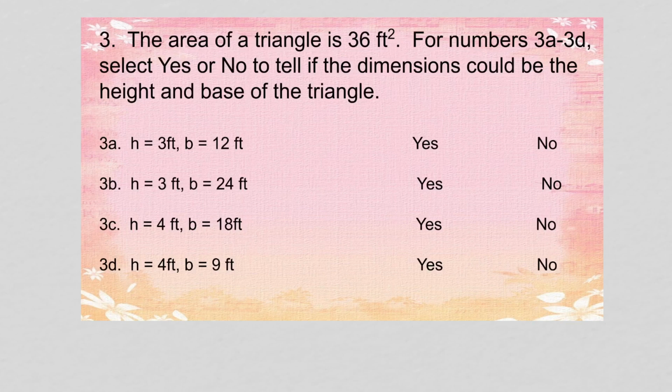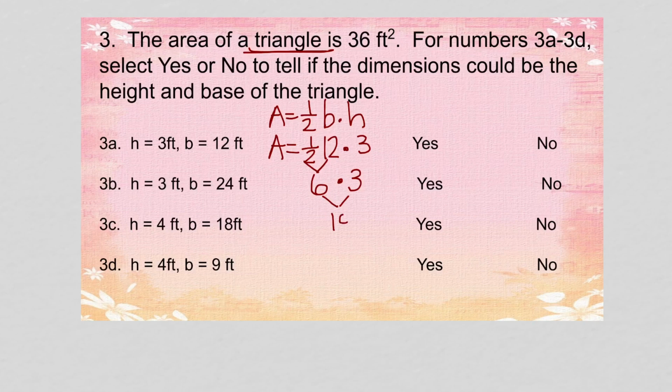I need to get to 36. Okay, and it is a triangle. So what's my formula? A equals 1/2 base times height. Okay, I'm going to do it for 3A. So I'm going to say A equals 1/2. Make sure you're following all of this down. You're not taking shortcuts. B is 12 times 3. I'm going to take half of 12, which is what? I'm going to bring everything down. What's 6 times 3? 18. So is that 36? No.